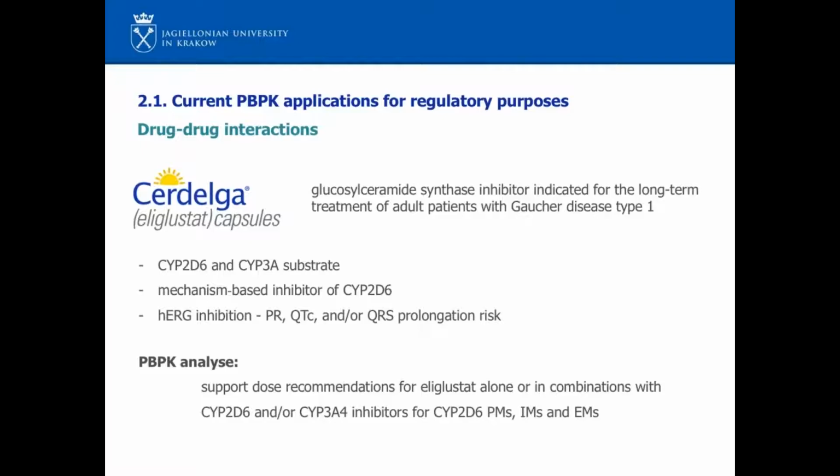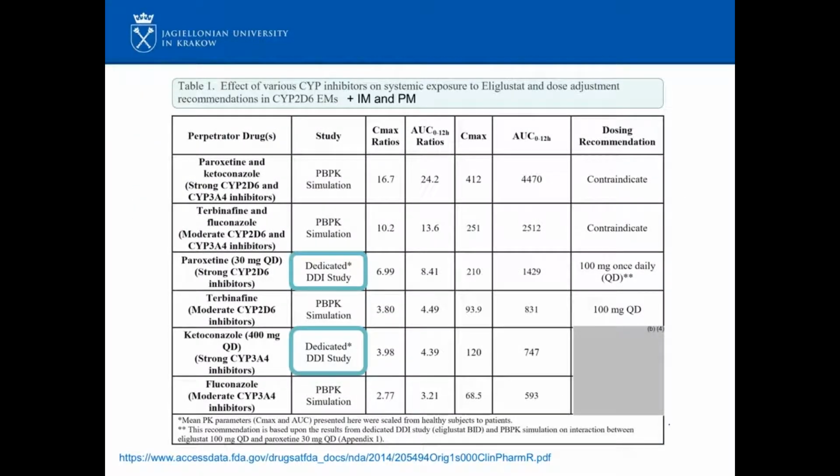And one of those examples is Eliglustat, where the sponsor decides to use PBPK modeling to support the dosing recommendations for patients being poor, extensive, and intermediate metabolizers, as well as for combinations of this drug with the CYP2D6 and CYP3A strong or moderate inhibitors. And as a result of PBPK application, only 2 clinical studies were sufficient to support labeling for a drug, and all the remaining 12 scenarios for possible DDI interactions were addressed only with the simulations.